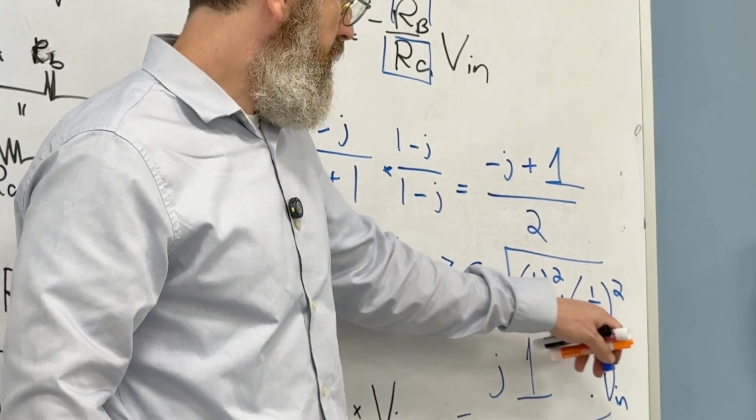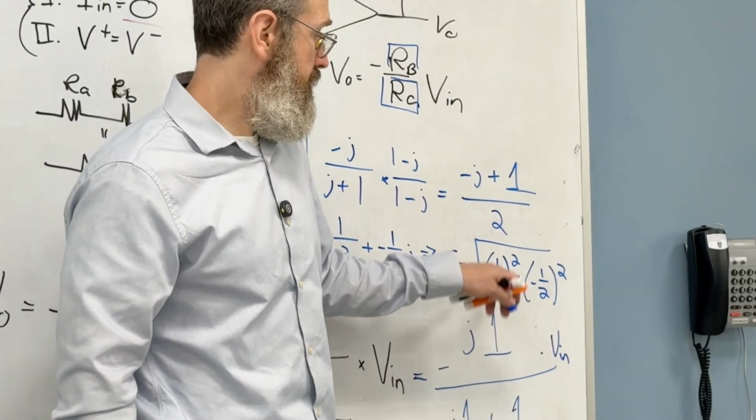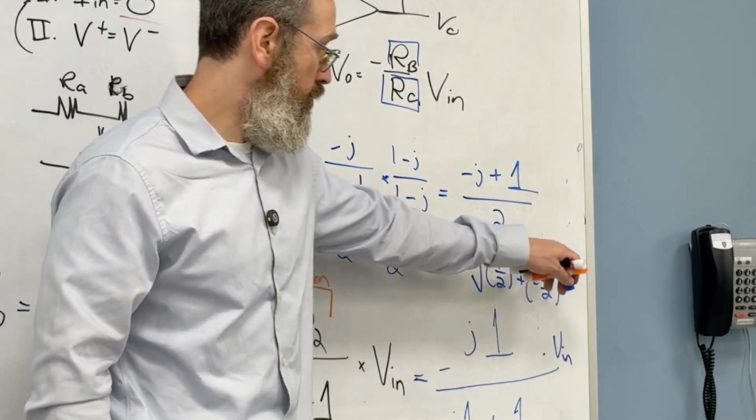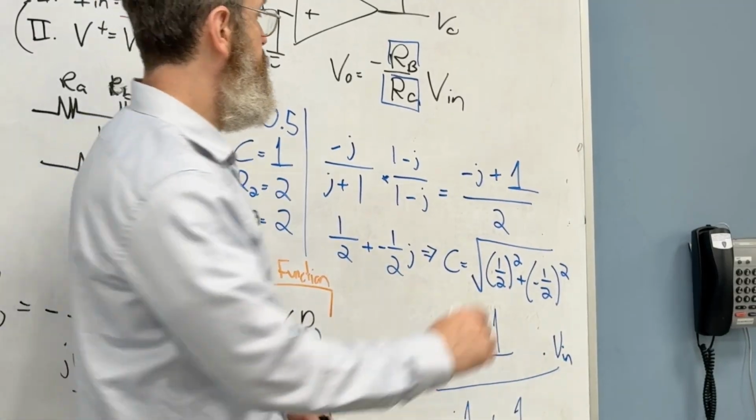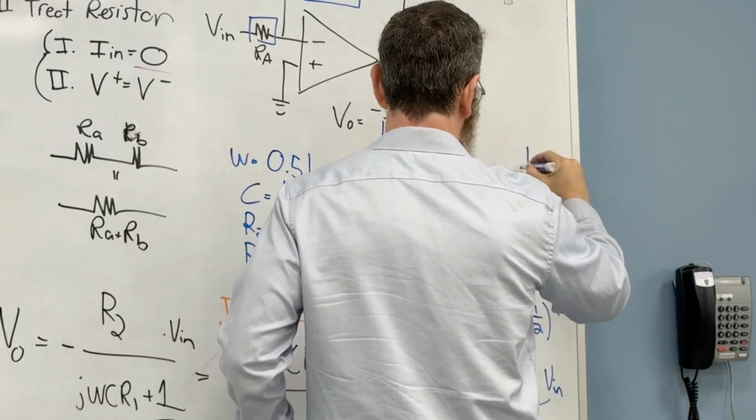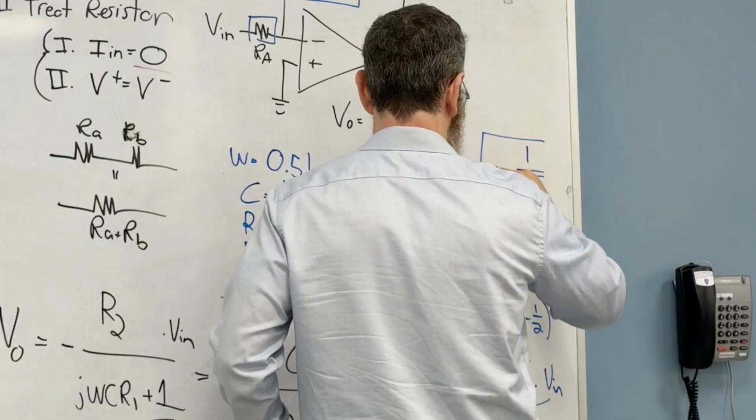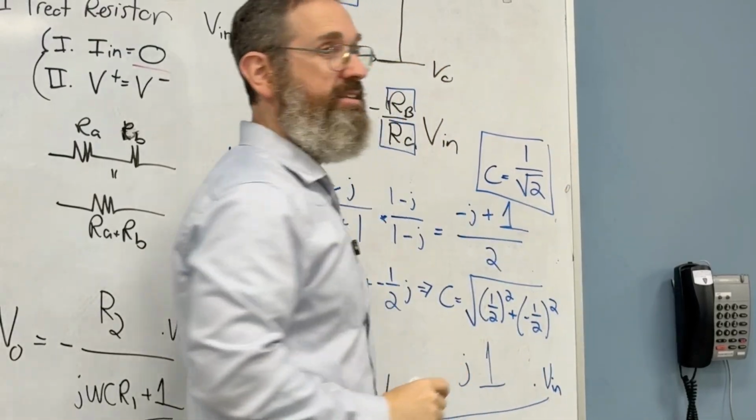1/4 plus 1/4 is 1/2, right? Square root of 1/2. So c is equal to 1 over the square root of 2. And we have seen that before.